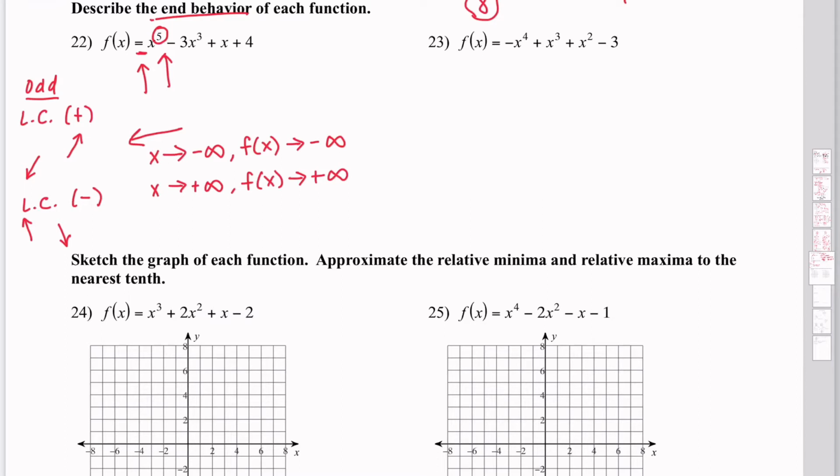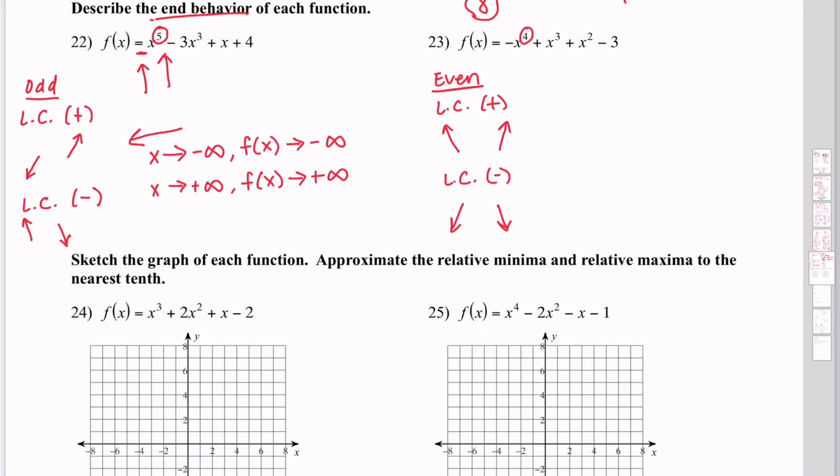Question 23, we have an even function because the highest exponent is 4. So let's look at how even functions should look. If the leading coefficient is positive, both ends of your graph should be approaching positive infinity. If your leading coefficient is negative, then both ends of your function will be approaching negative infinity.